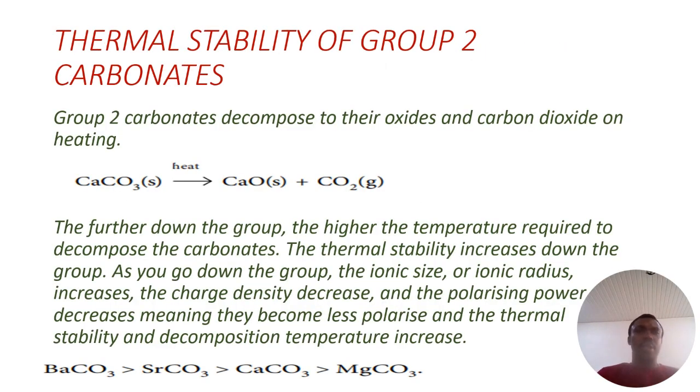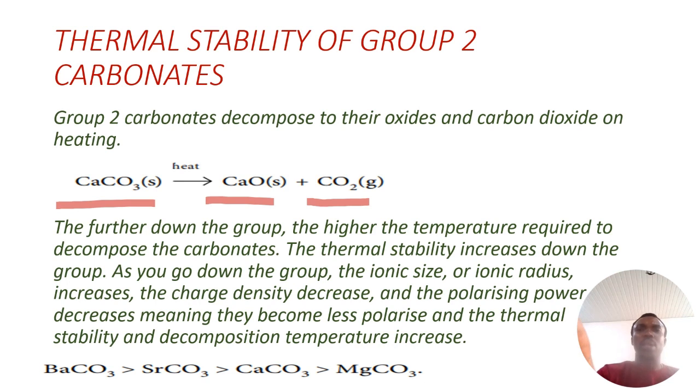So I want to look at the thermal stability of group 2 carbonates, the effect of ion polarization on the thermal stability of group 2 carbonates. Group 2 carbonates decompose to their oxides and carbon dioxide on heating. This is calcium carbonate, for example, when it decomposes to calcium oxide and carbon dioxide. So we want to see the effect of ion polarization on the thermal stability of the group 2 carbonates, on their decomposition temperature.